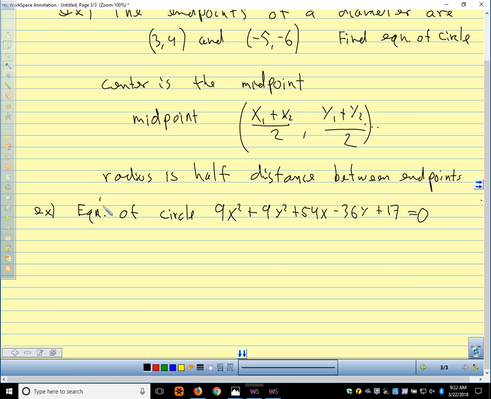So I'll tell you this is a circle. Instead of the equation, we want to find the center and the radius. So we need to write this in standard form. Any ideas about what we're going to do here?